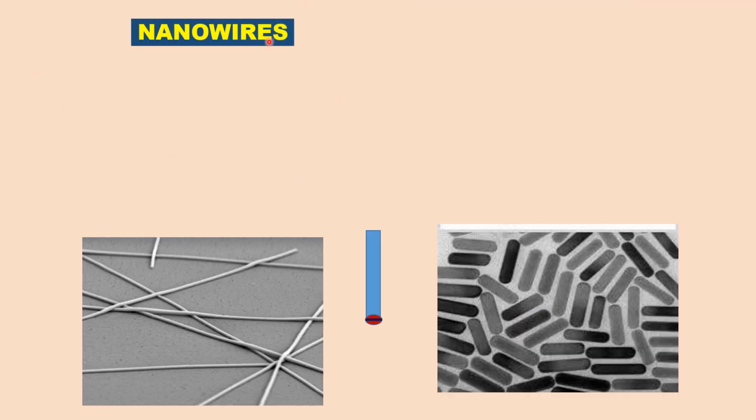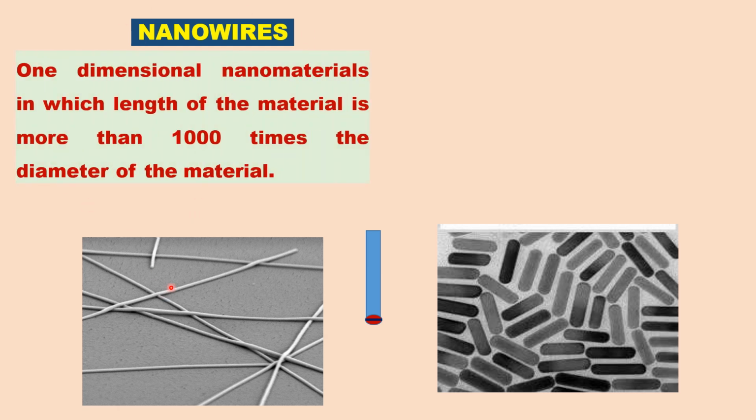Okay, now let us see what are nanowires. Nanowires are one-dimensional nanomaterials in which the length of the material is more than 100 times the diameter of the nanomaterial. This is the diameter. So the length of the material is 100 times more than the diameter of the material.